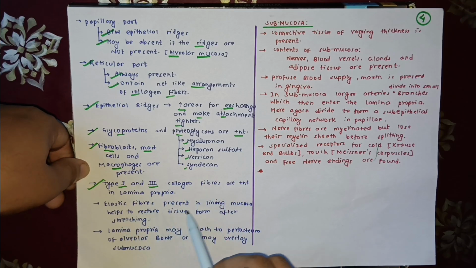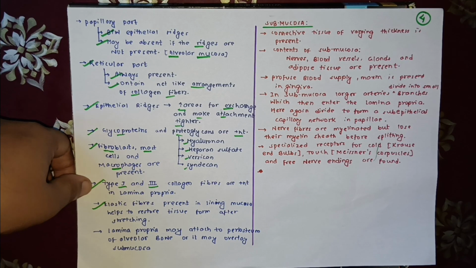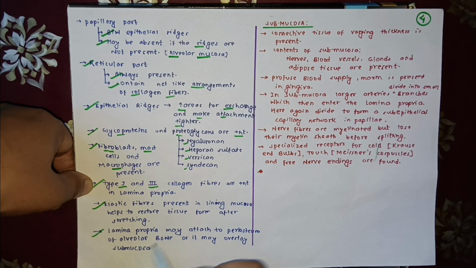After that, elastic fibers present in the lining mucosa help to restore tissue after stretching. So elastic fibers are also present in the ground substance of the lamina propria. After that, the lamina propria may attach to the periosteum of the alveolar bone, or it may overlay the submucosa. This is also important.